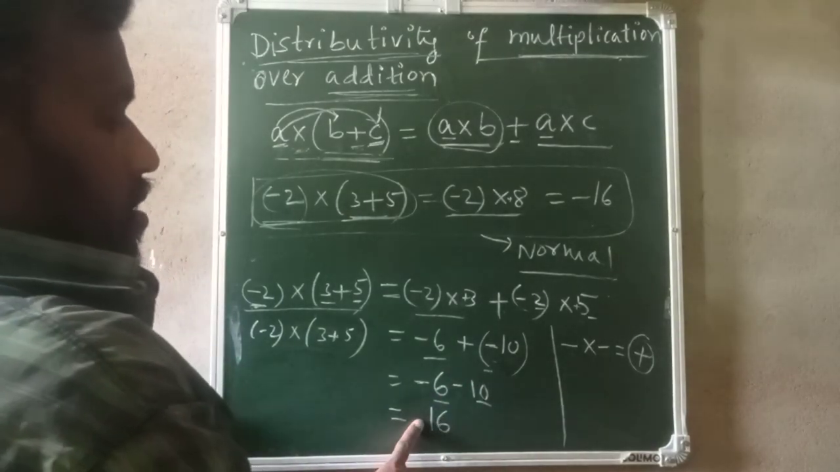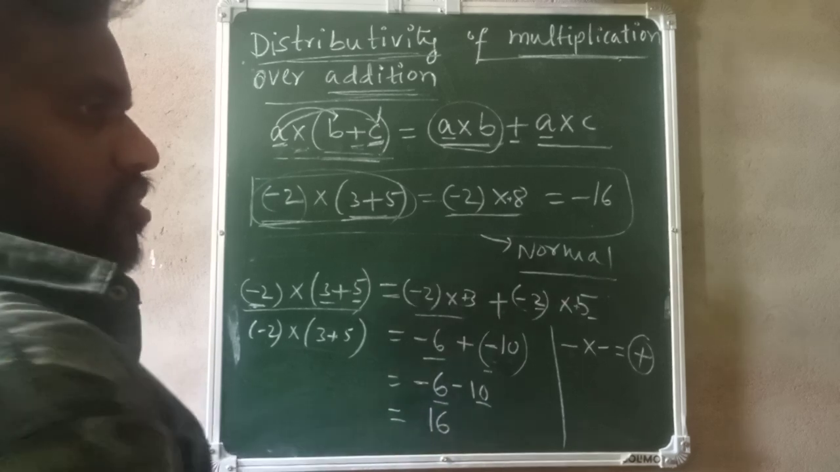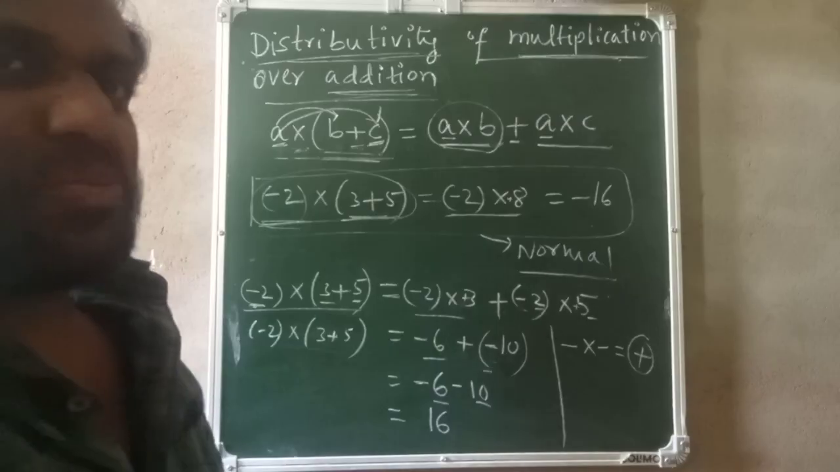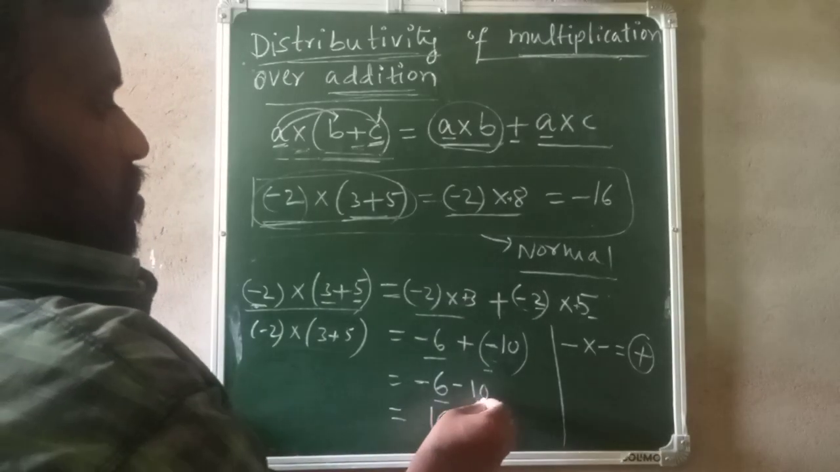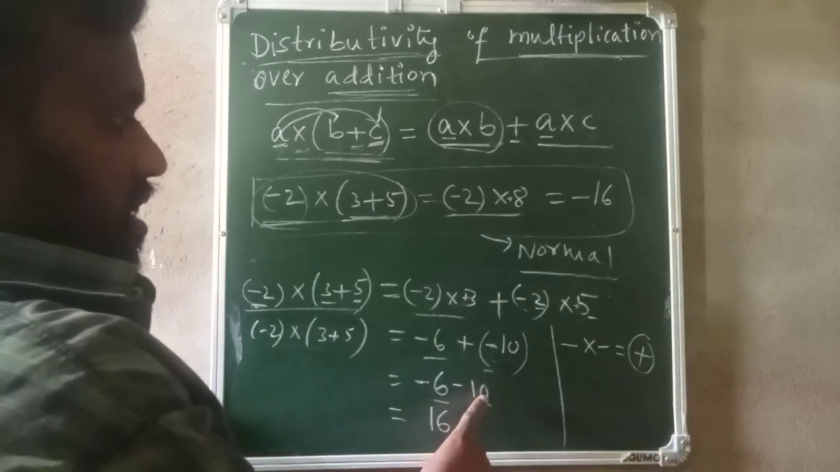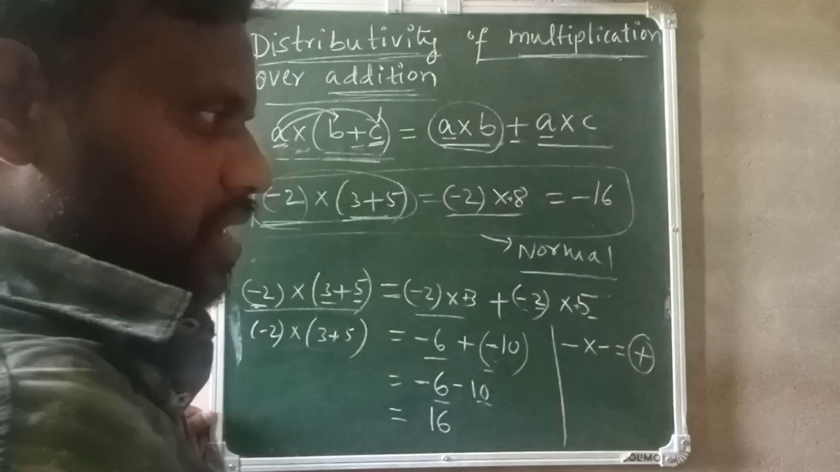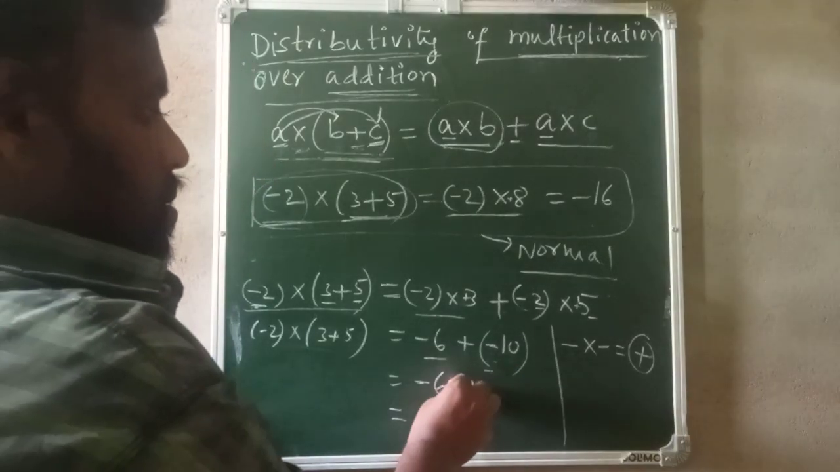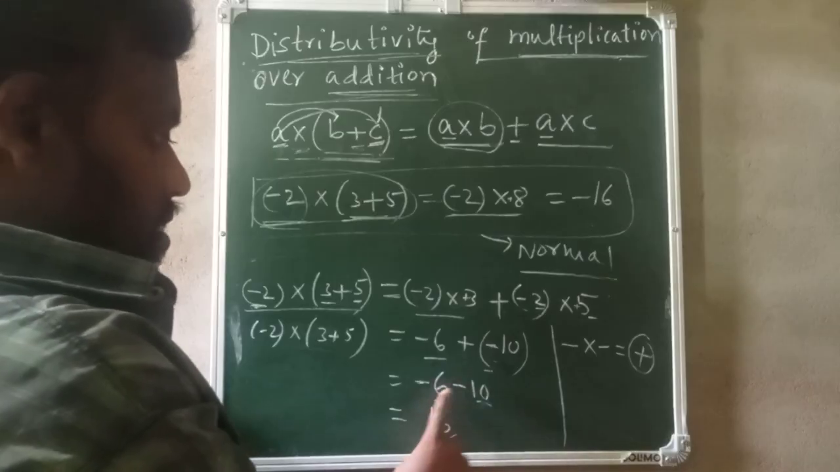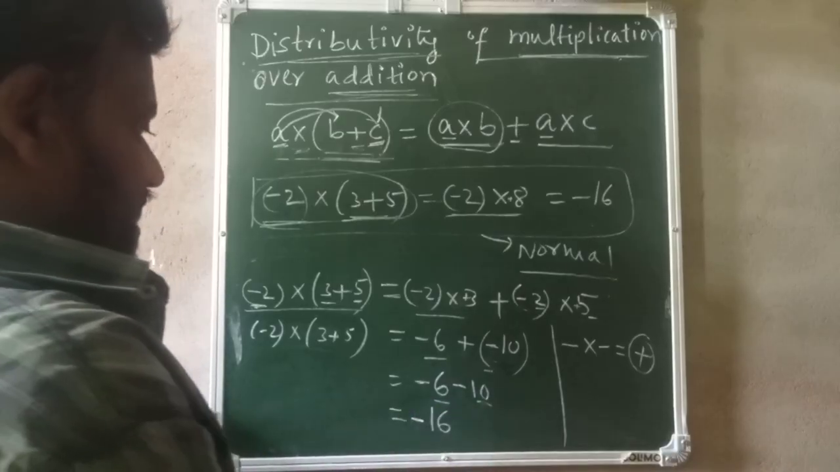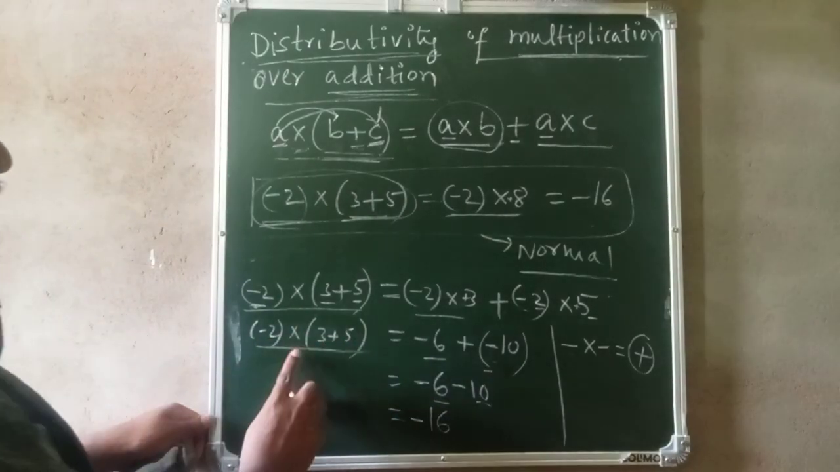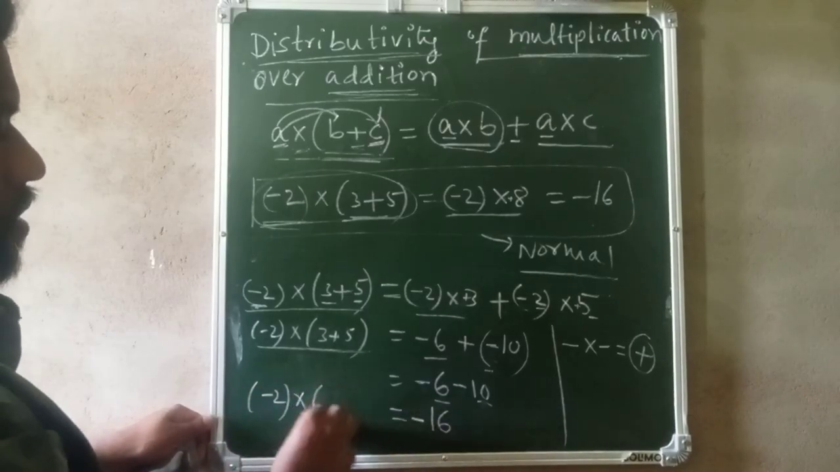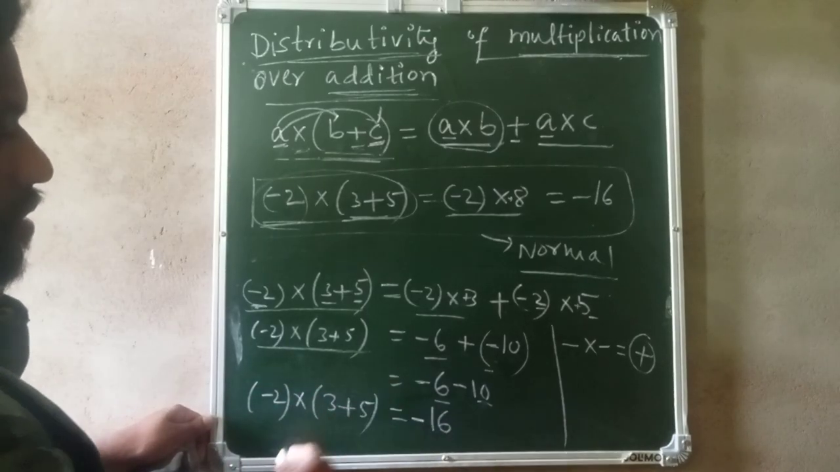Now we have to put a sign here, either plus or minus. So which sign do we have to put? Consider the bigger number. Which is the bigger number, 10 or 6? 10, right? 10 is bigger than 6. So the sign in front of the bigger number 10 is what? Minus, right? So this minus you have to put here. Okay. Now whatever is there, the same thing you write once again. So minus 2 into 3 plus 5.